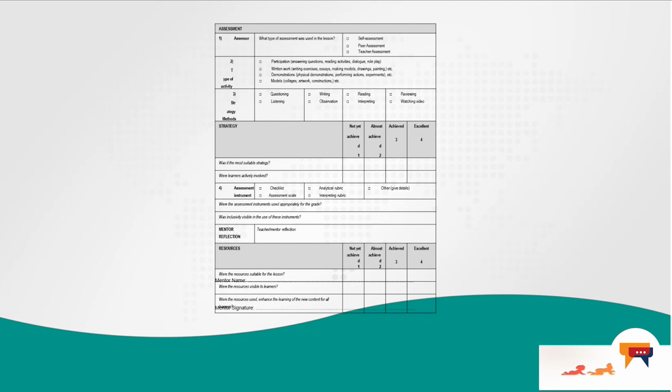Resources. This is the mentor checking you. Were the resources suitable for the lesson? Yes or no? Were the resources visible to the learners? Don't come with a resource as small or the size of your cell phone. The bigger the resource, the better. It must be visible to all the learners. Maybe some children have got a challenge with their eyesight. So the bigger the resources, the better.